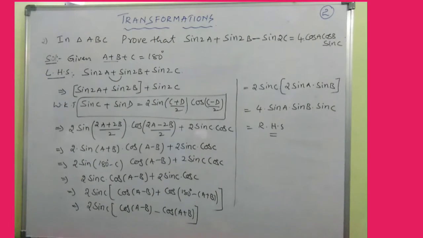so look at the question now. In a triangle ABC, prove that sin 2A plus sin 2B minus sin 2C is equal to 4 cos A into cos B into sin C. So the process is almost all the same. The only thing is the sign.